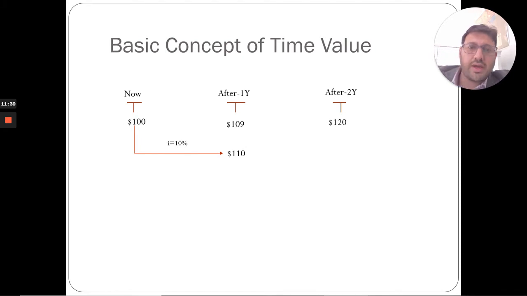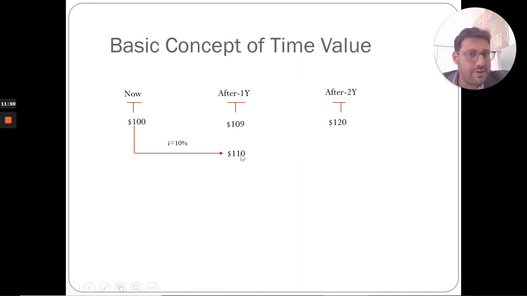If you see over here, the $100 after 1 year will grow to $110. So what did I do? I simply multiplied 100 with 1 plus 10%. Multiplying it with 1 will give me my $100 back, and plus 10% will calculate the 10% interest on this $100, which is 10. So 100 plus 10 will give us 110.